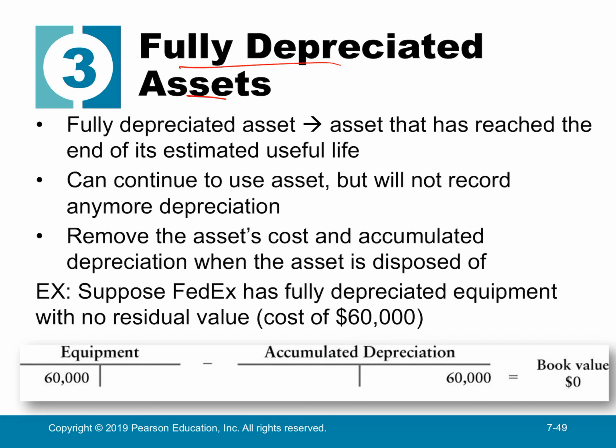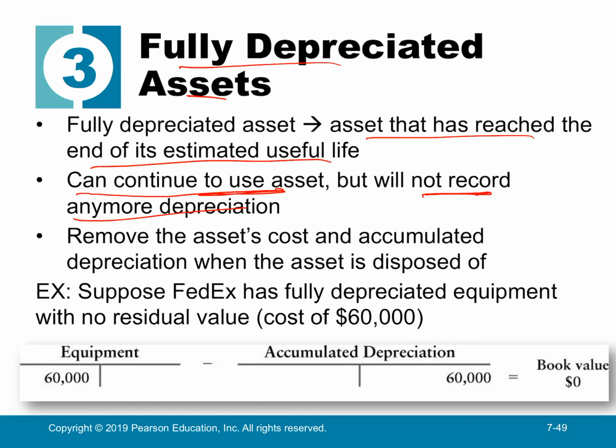At some point, you fully depreciate assets, right? So the asset has reached the end of its estimated useful life. Here's the key. You don't have to get rid of it. You can still use the asset. You just can't record any more depreciation, okay?